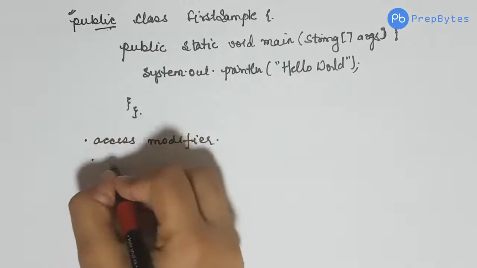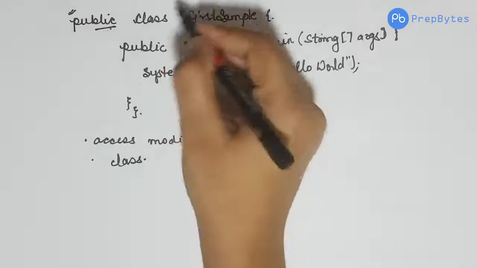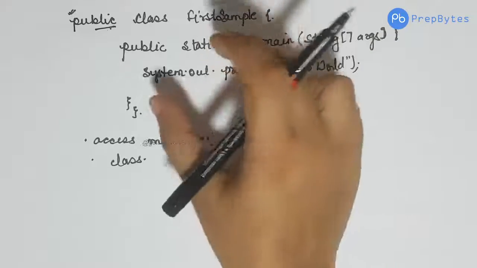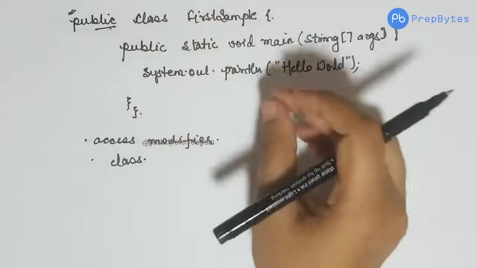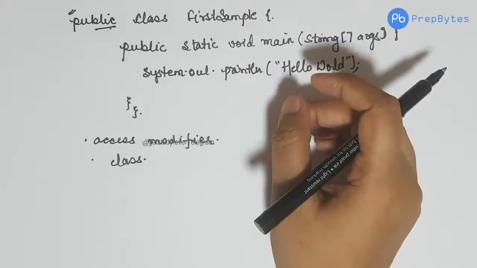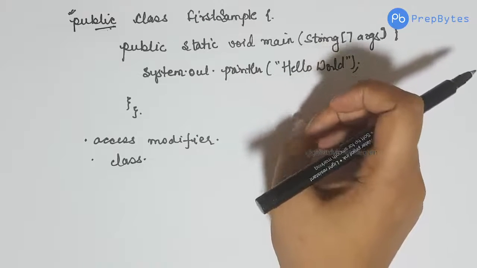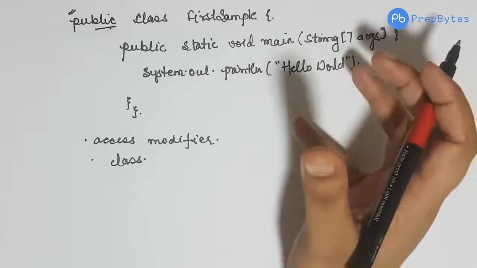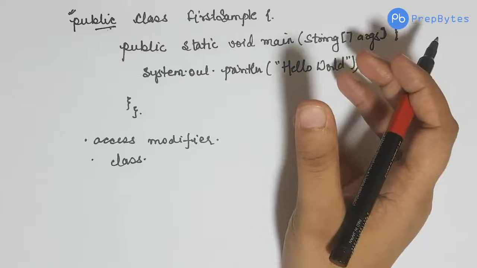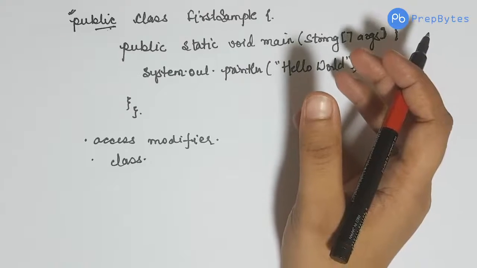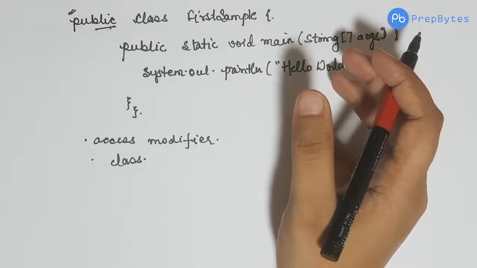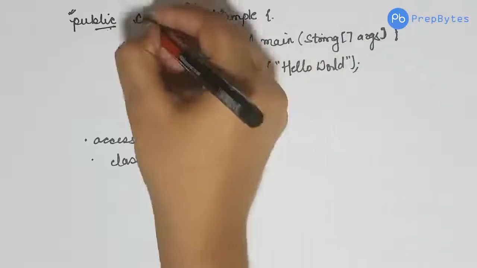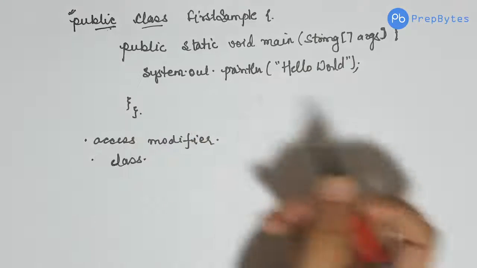Next is class. Class is a keyword. As you can see in the program, everything that we have written is inside a class, and in Java everything that you write is inside a class. Class is a basic building block of Java programs. You can think of a class as a container, and everything that you write has to be inside some class. When you write a Java application, you will have several classes. So this is a class, and class is a keyword.